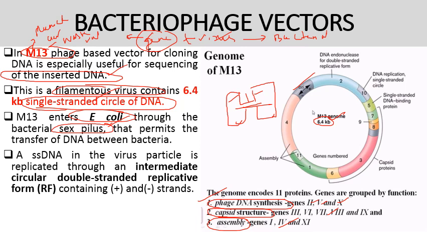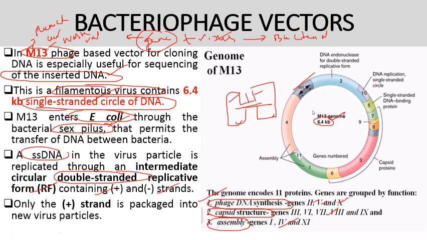A single stranded DNA in virus particle is replicated through an intermediate circular double-stranded structure which is known as replicative form. इसे कहा जाता है replicative form. तो इस portion से ये replication शुरू करता है. And it contains two strands, that is plus strand and minus strand. और जो future progeny वाला virus होता है उसमें सिर्फ plus strand होता है. So only the plus strand is packaged into the new virus particle.